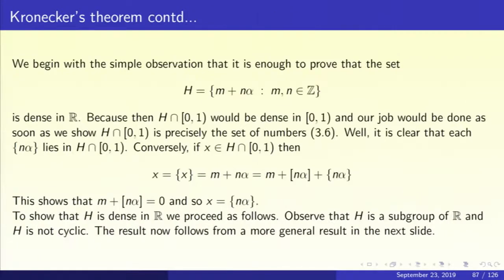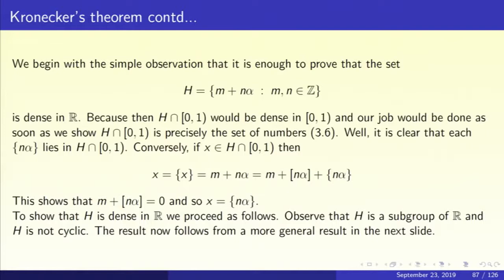So let's see. It is clear that each of the fractional parts n alpha lies in H intersect 0, 1. That's very clear because look at H, it's m plus n alpha. Take the m to be minus square bracket n alpha in particular, and you see that the fractional parts do lie in H intersect 0, 1.